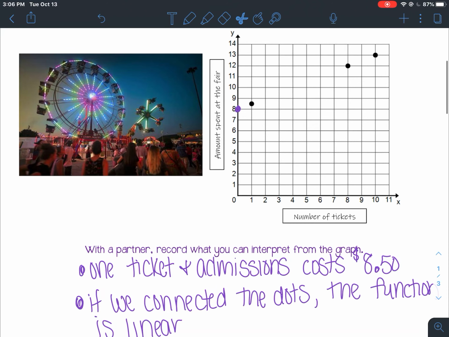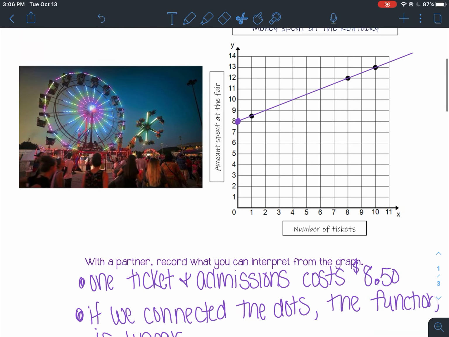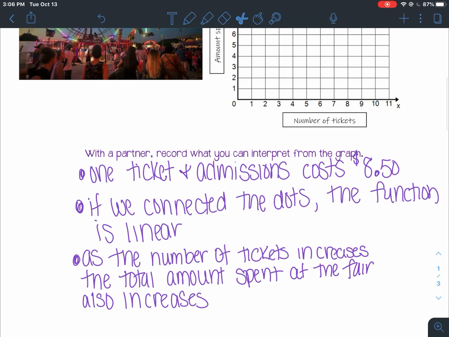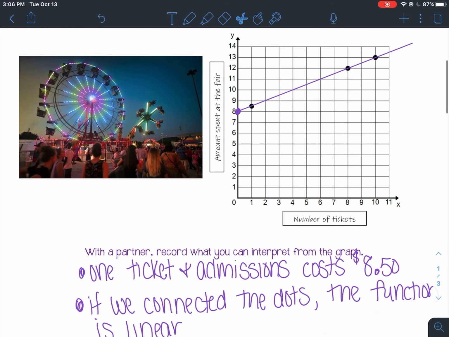If we connected all of the dots, the function is linear. So I just drew a straight line through all of the points, and I found that it's linear, made a straight line. As the number of tickets increases, so the number of tickets that you bought, as you buy more tickets, the total amount that you spent at the fair also increases, which I feel should be pretty intuitive for most of you, but we could also tell that because we have an increasing or positive line here.